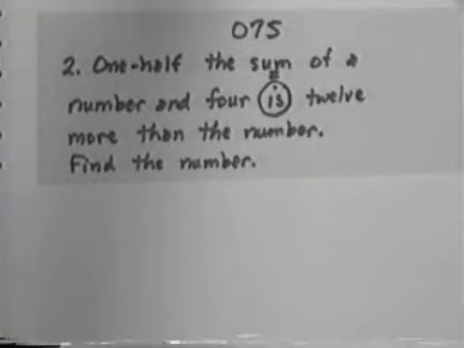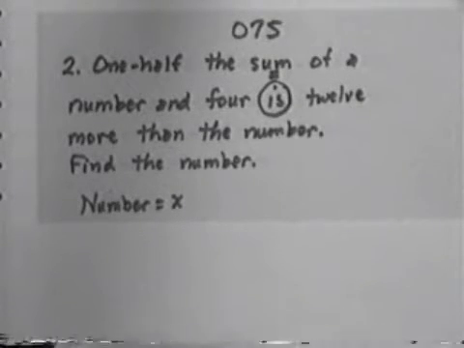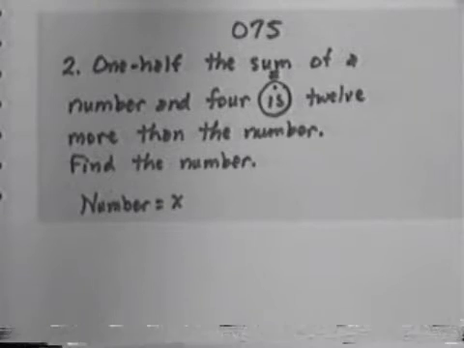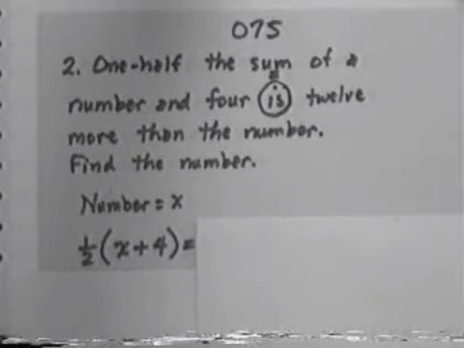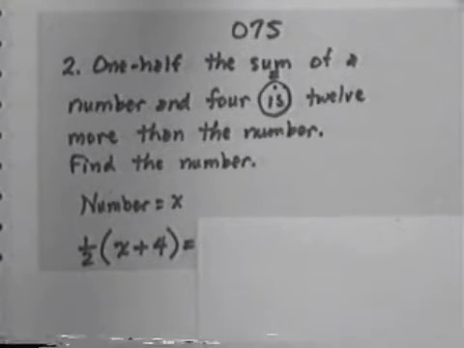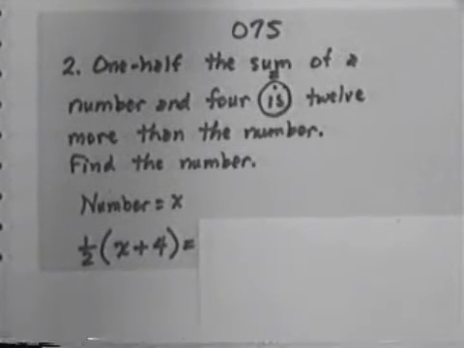Once again, we'll tell our reader what letter we're using to stand for the number. And again, I have chosen X. So I'll first write number equals and announce the letter I'm using, which is X. On the left-hand side of the equation, I have 1/2 the sum of X and 4. Remember that the sum means the answer in addition, and so that must be in parentheses. 1/2 times, in parentheses, X plus 4.